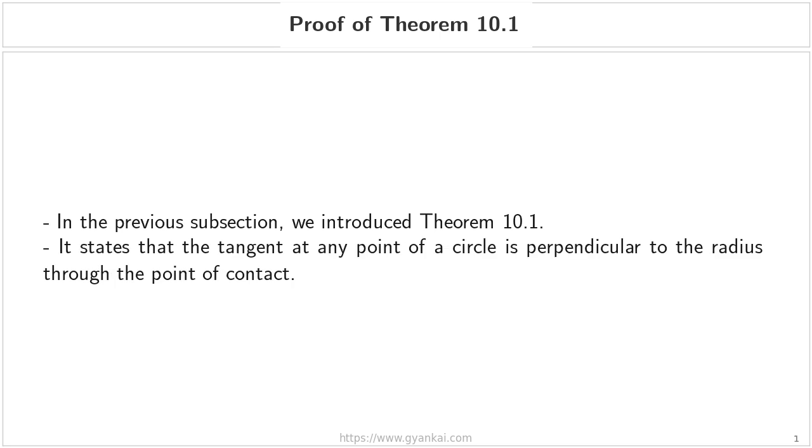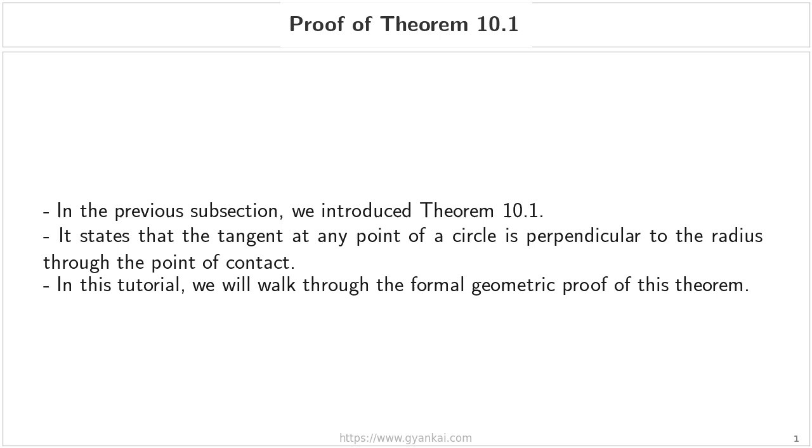As a quick refresher, this theorem states that the tangent line at any point on a circle is always perpendicular to the radius that connects the center to that specific point of contact. Now, while we know this to be true, today we aren't just going to take it at face value. In this tutorial, we are going to walk through the formal geometric proof of this theorem, step by step, to understand the logical reasoning that makes this property a mathematical certainty.